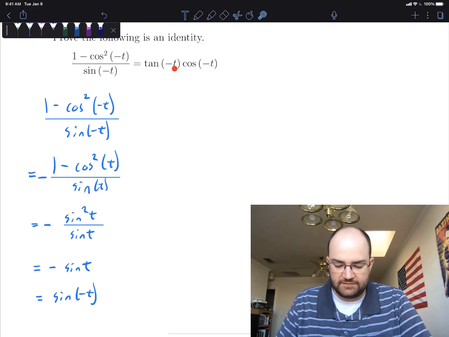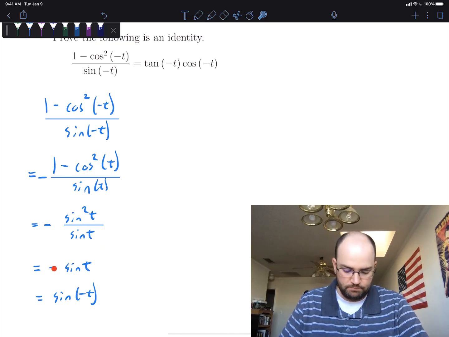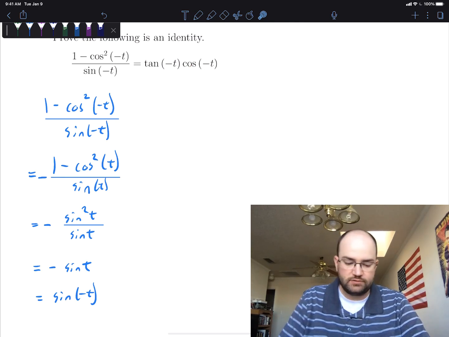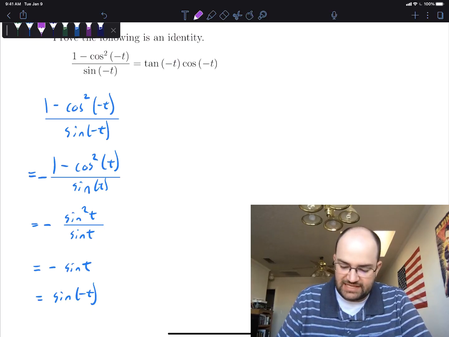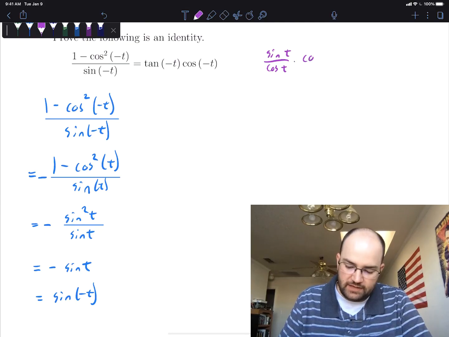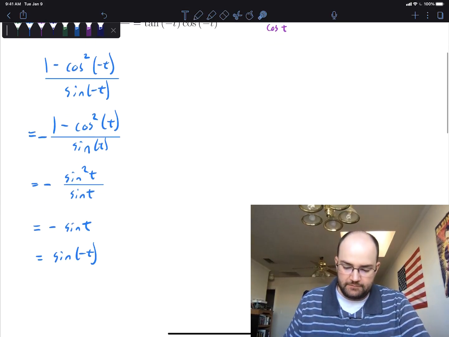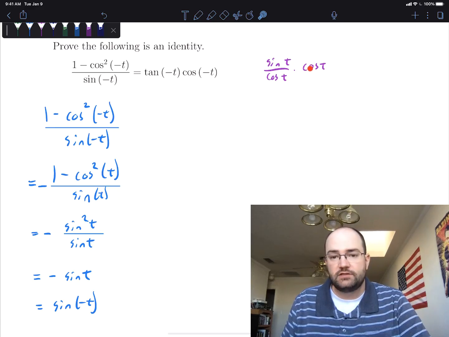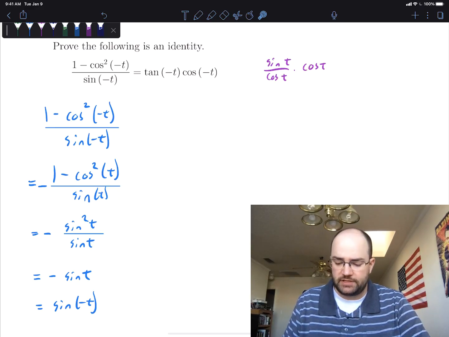But notice something. We want tangent of negative t and cosine of negative t. That's the reason I went ahead and moved that negative on the inside, because the arguments for both of these are also negative. So we now have sine of a negative. Now over here, notice that we have tangent times cosine. Well, what is tangent? Tangent is sine over cosine, and cosine we have here. Now, notice that we have sine, but we don't have cosine over cosine. This cosine is in the numerator, this cosine is in the denominator.